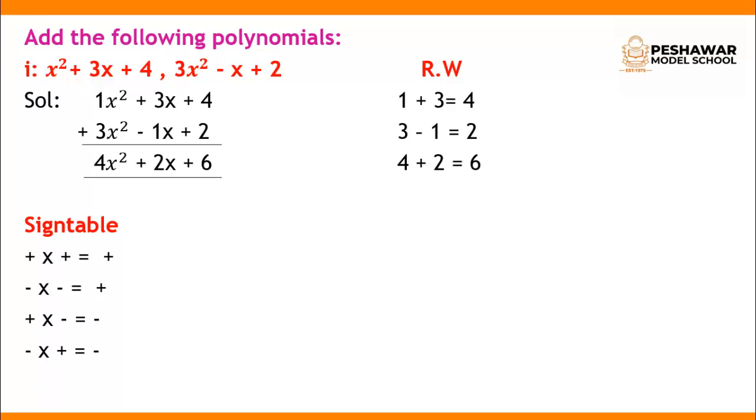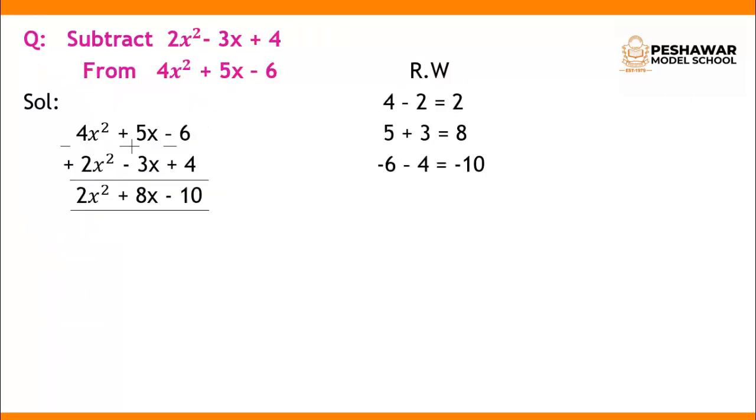I will explain again. The first step is to arrange the polynomial in descending order, then write the like terms in the same column, and the third is to add the coefficients of the like terms. So our answer is 4x square plus 2x plus 6. Now my dear students, come toward the second question, that is: subtract 2x square minus 3x plus 4 from 4x square plus 5x minus 6.